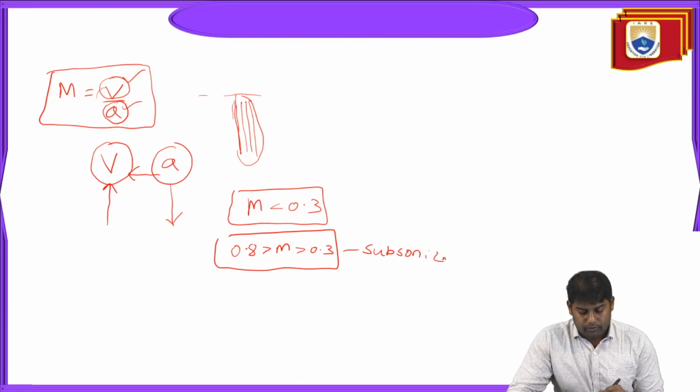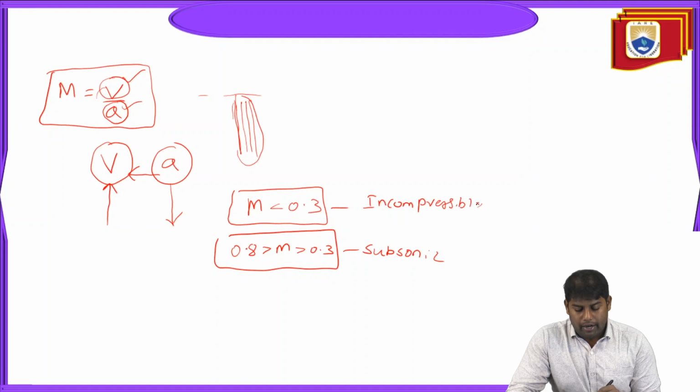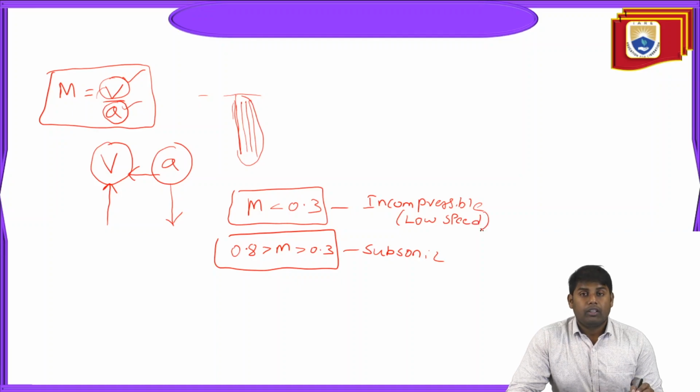Subsonic. So this is incompressible, and we say it is low speed also. So we can also say it is a low speed flow. Basically in this zone, if the flow has a Mach number less than 0.3, the density variation, so basically the density of that medium, will not change with respect to space or time.